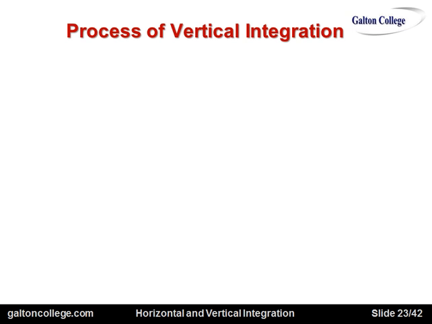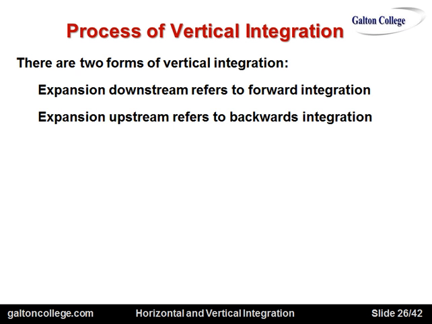The process of vertical integration, well, there are two forms of vertical integration. Expansion downstream refers to forward integration, and expansion upstream refers to backward integration. So upstream is moving towards raw materials, downstream moving towards the market. It's just expressions that are used in the literature. So downstream means moving towards the customer, and upstream towards raw materials.